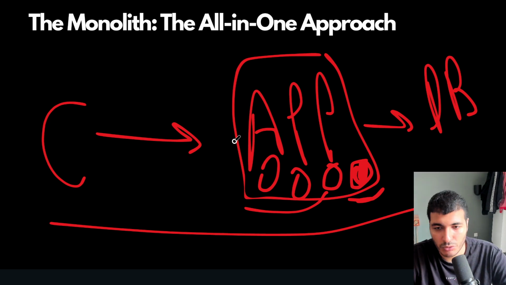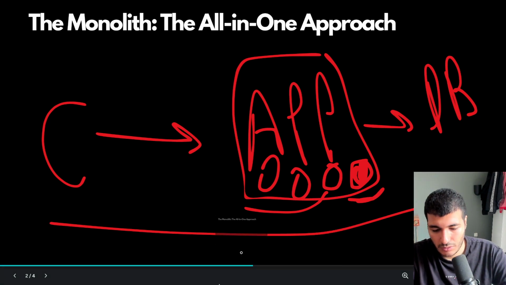Changes in one module can affect the others. We have slower development for large teams. As the code base grows, it becomes harder for many developers to work simultaneously without stepping on each other's toes.